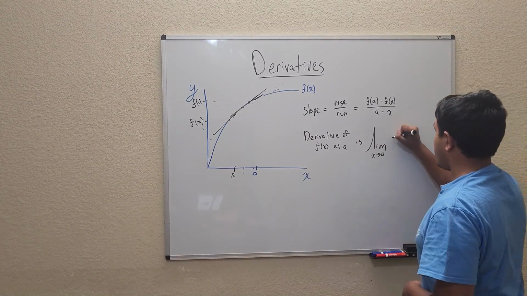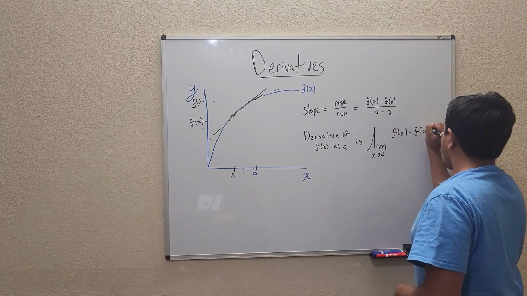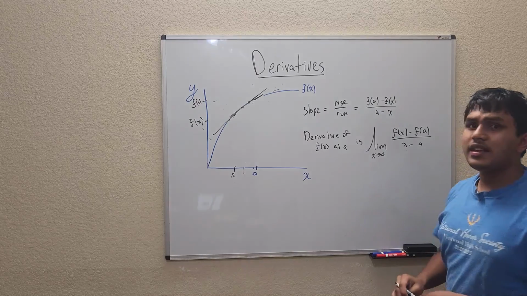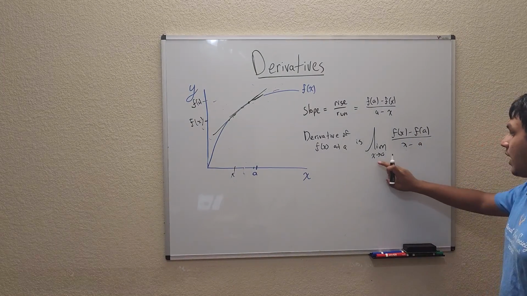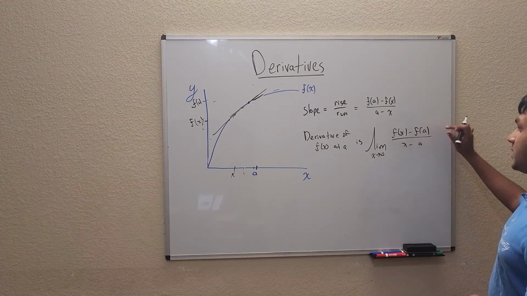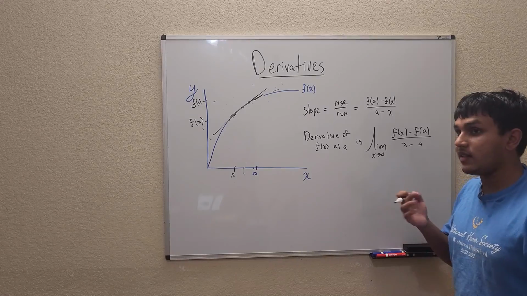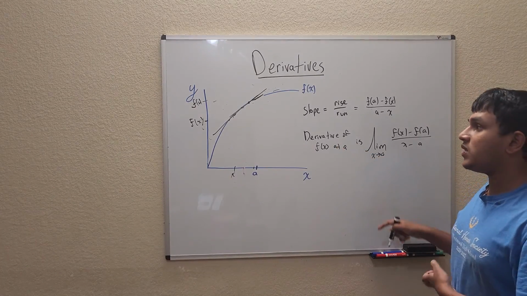f of x minus f of a over x minus a. Now note, these limits tend to be a little bit hard to solve because as x approaches a, you'll have a 0 over 0 limit, meaning your limit won't be defined. You'll have to do some cancellation behind the scene. Now this is the derivative of f of x at some certain point.